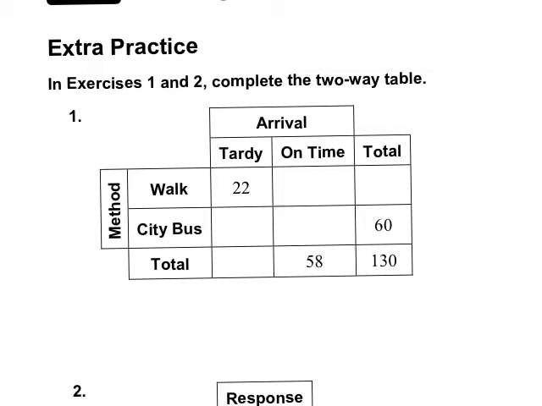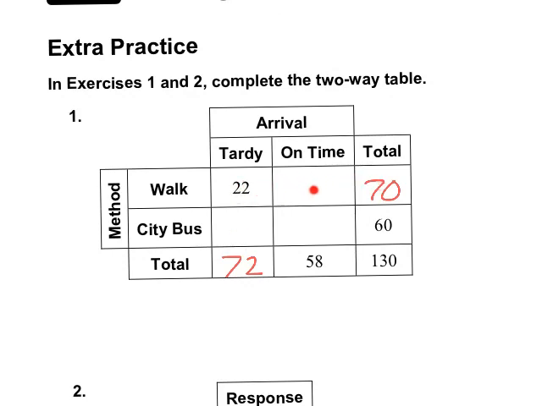Okay, so what we want to focus on here is we want to find a row or column that already has two numbers filled in, right? Because if I know I have a total of 130 and I know 58 of them are on time, then I just have to do 130 minus 58, and I see there are 72 that are tardy. And then if I work upward from that 130, 130 minus 60 would leave me with 70 here. Okay. Now I can focus on this column since I have two numbers, this row since I have two numbers.